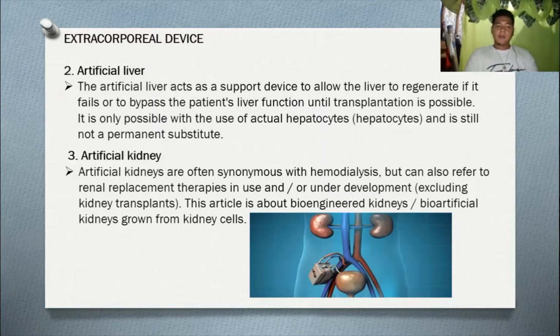The third example is artificial kidney. Artificial kidney is often synonymous with hemodialysis, but can also refer to renal replacement therapies in use and or under development. This article is about bioengineered kidneys, bioartificial kidneys grown from kidney cells.